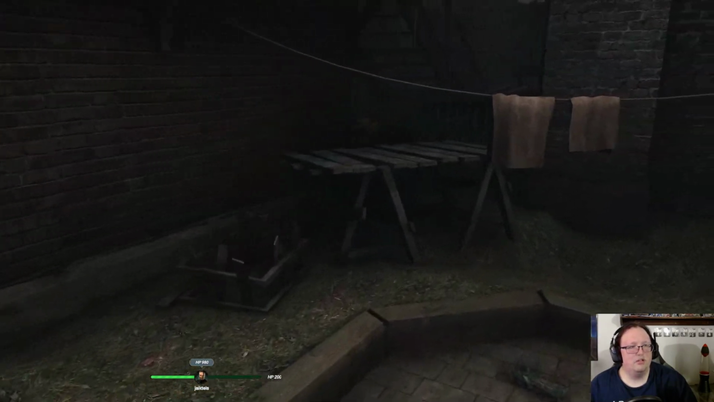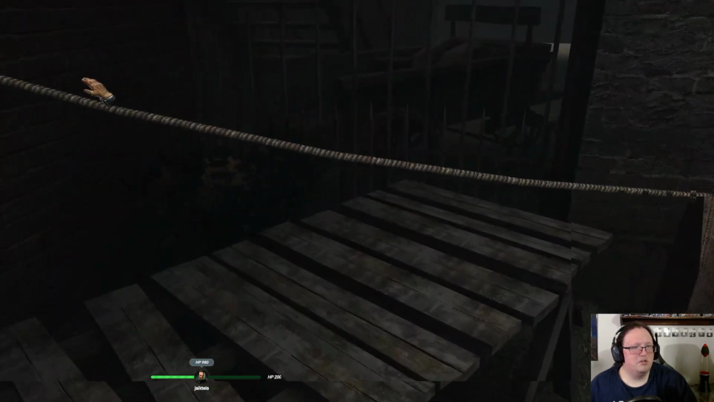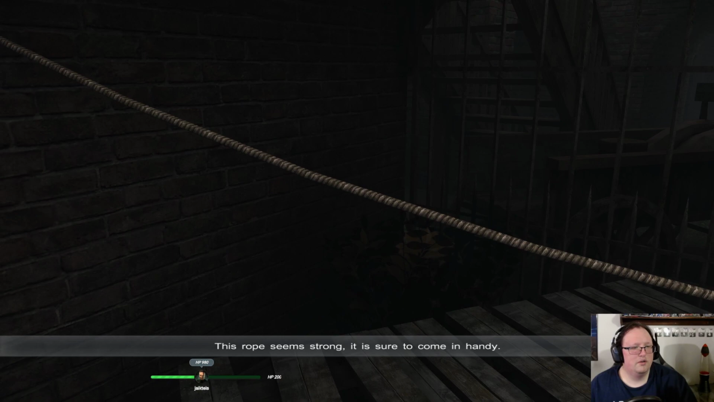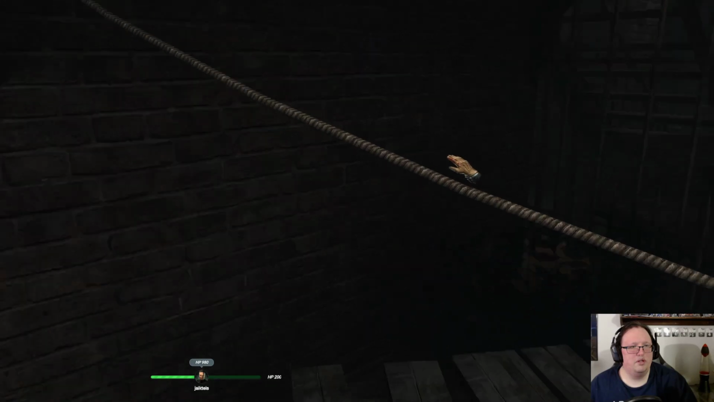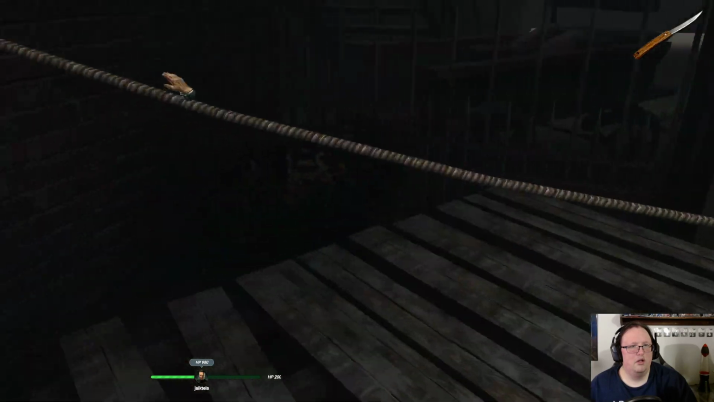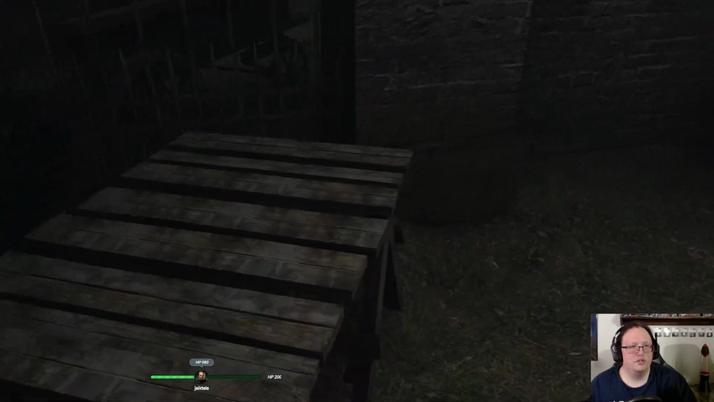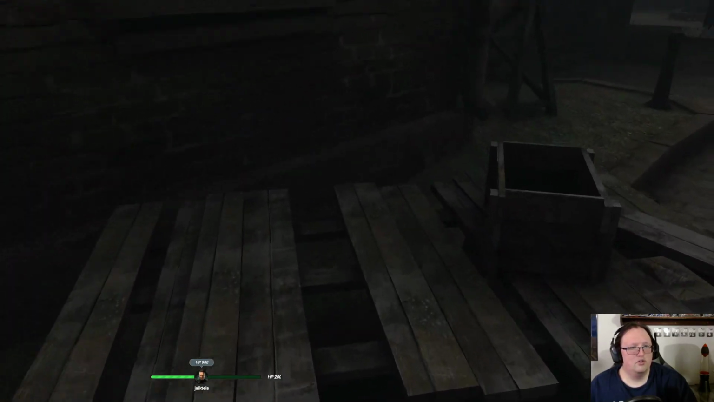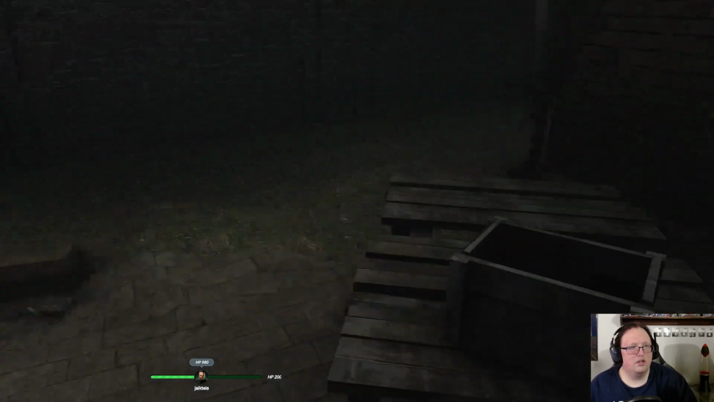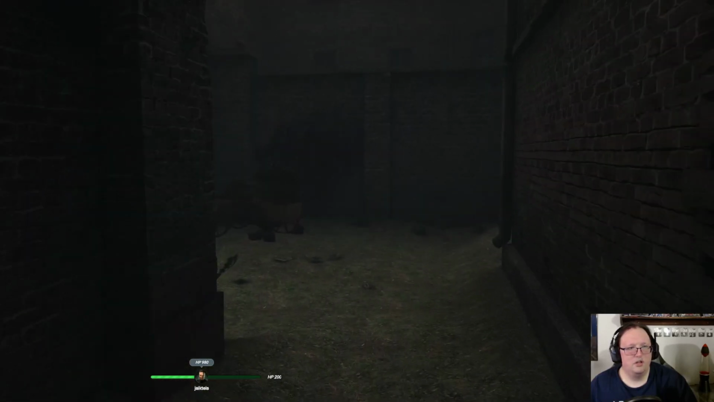A broken cart. A busted crate. This rope seems strong. It is sure to come in handy. I'll steal this rope. I need something with my knife. Right, of course. Let's see. Trash. Nothing much. It's in the side yard.